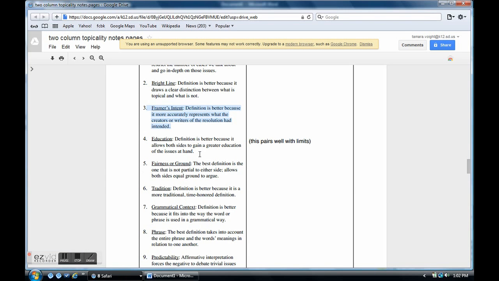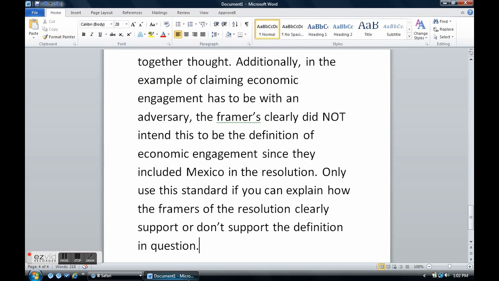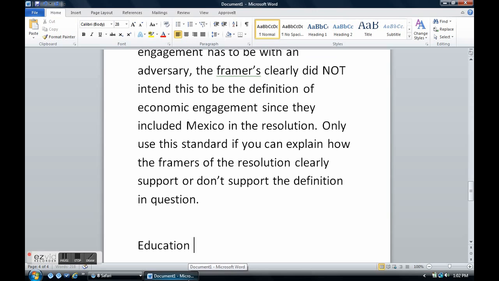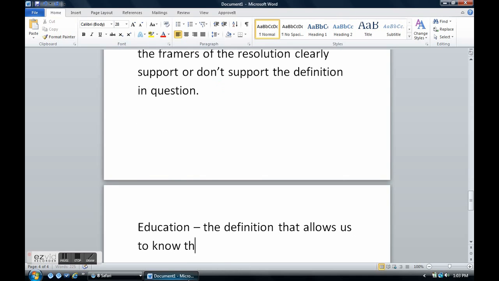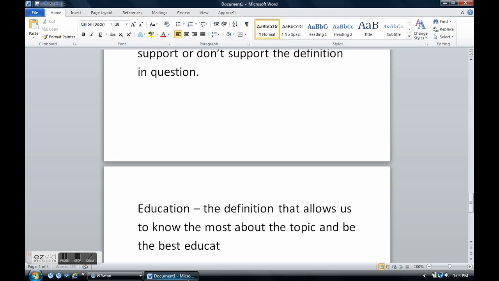Next, we'll look at the standard of education. This standard is kind of a hard standard. It's broad, but it argues that the definition that provides for the most education is the best definition. So a definition that would allow us to engage in a more educational debate, and both be prepared for the debate. So again, we're looking for a more narrow interpretation of what a word means.